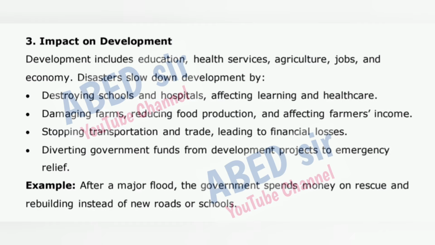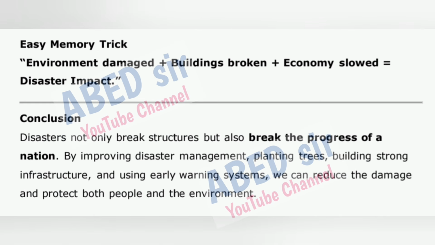Example: after a major flood, the government spends money on rescue and rebuilding instead of new roads or schools. Easy memory trick: environment damaged plus buildings broken plus economy slowed is equal to disaster impact.